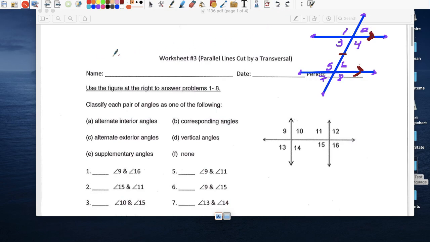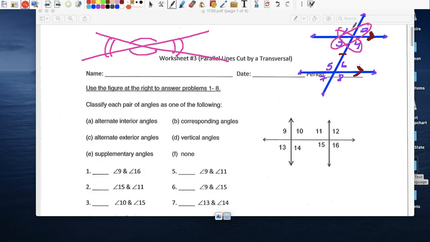Vertical angles, well, vertical angles are these. When two lines intersect, they create 4 angles. This guy and this guy are the same, and this angle is congruent to that angle. So vertical. So we have 4 pairs of vertical angles. We have 1 and 4 are vertical angles, 2 and 3 are vertical angles, and the bottom 5 and 8 are vertical angles, and 7 and 6 are vertical angles.